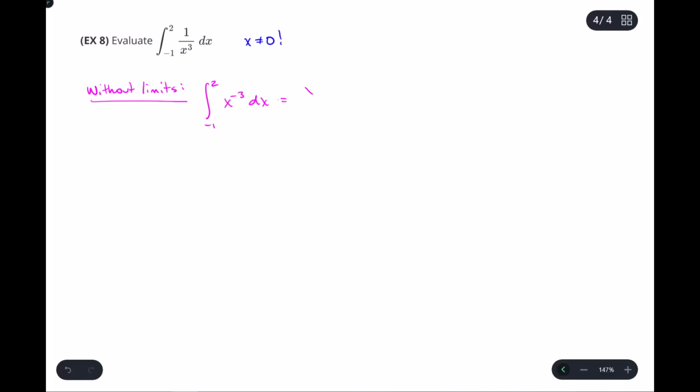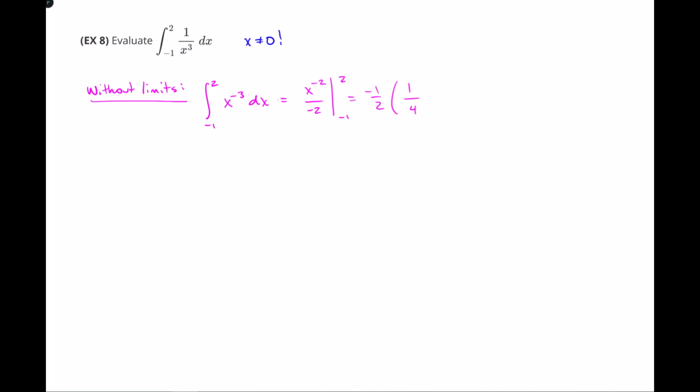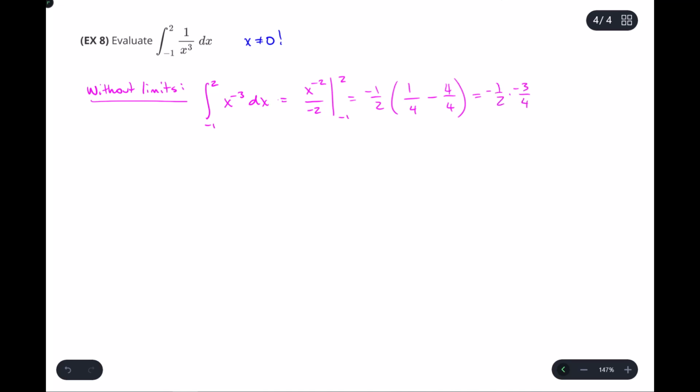So integrating x to the negative third would be x to the negative second over negative 2 from negative 1 to 2. So that would be negative 1/2 times 1 over x squared, so the upper endpoint is 2, so 1/4, minus 1 over x squared at negative 1, which would just be 1, and I'll go ahead and write that as 4/4. So what do we end up with? Negative 1/2 times negative 3/4. This looks like 3/8. So it looks like a finite value.